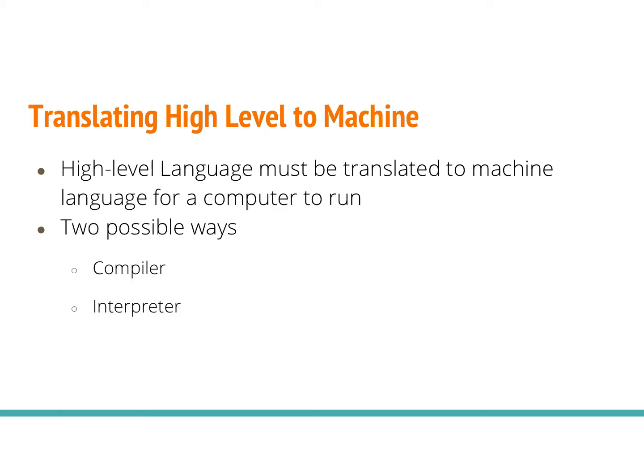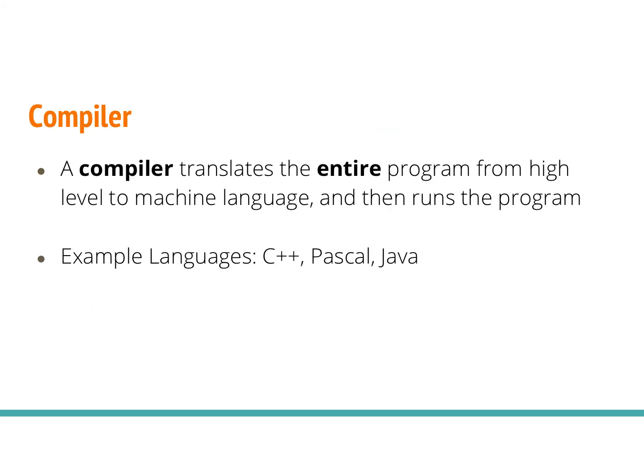Now, there are 2 different ways that high-level languages can be translated into machine language. One is called the compiler, and one is called an interpreter. And on the upcoming slides, we're actually going to walk through compilers and interpreters and how they're similar and how they're different. So a compiler is one way to translate a program from high-level language to machine language, and it's used by languages like C++, Pascal, and Java. And what a compiler does is it translates the entire program from high-level language to machine language.